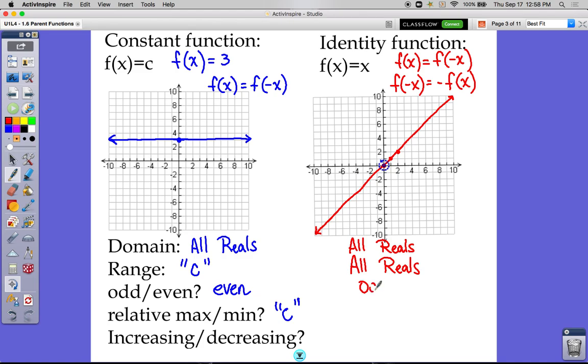And we can prove it algebraically by substituting negative x and comparing that to the whole thing being negative. That is, if I plug in a negative for x, f of negative x is equal to negative x. And if I make the whole thing negative, it's equal to negative x as well. So those two match, which makes it an odd function. What's the relative max and min? It doesn't have one.